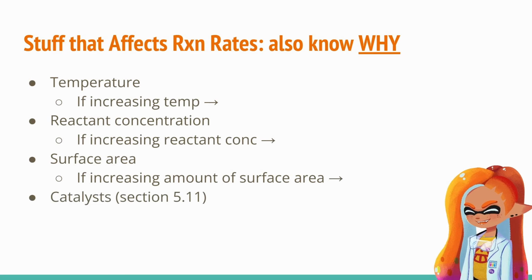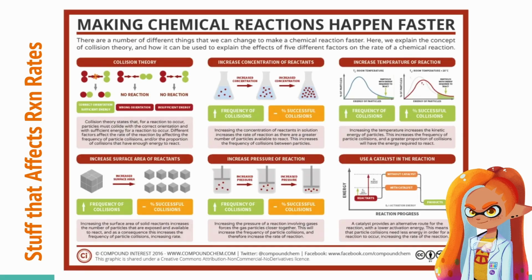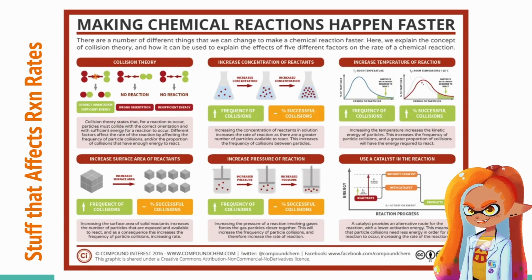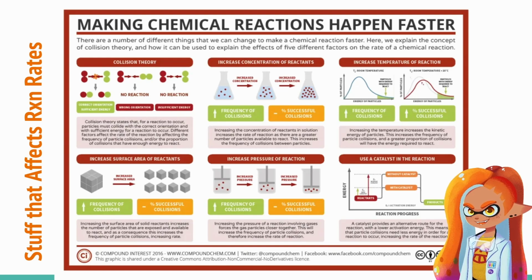For catalyst, this is going to be section 511, but in general, if you add catalyst, it will increase the rate. I'll explain more in detail in section 511. And then the environment itself. The environment itself, it honestly depends. Because are you in an acidic environment? Are you in a basic environment? It just really depends. Here is a graphic on how to make chemical reactions faster.